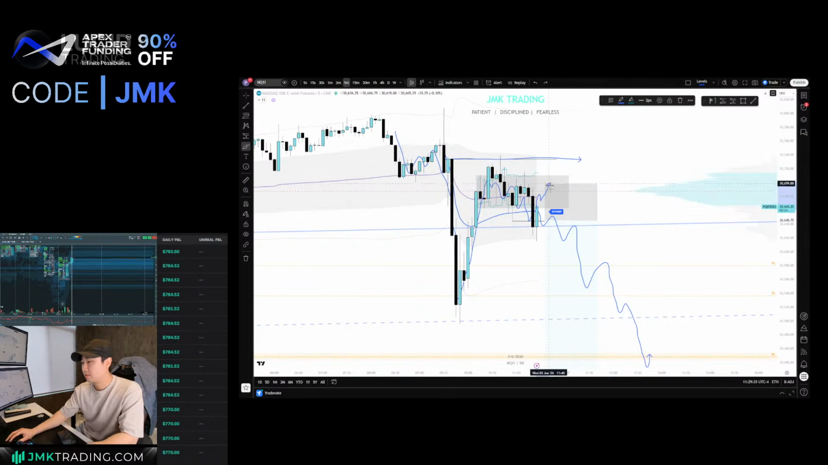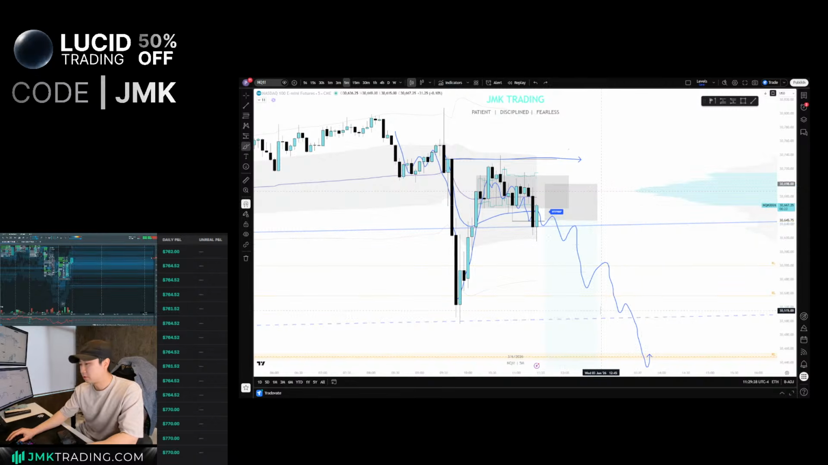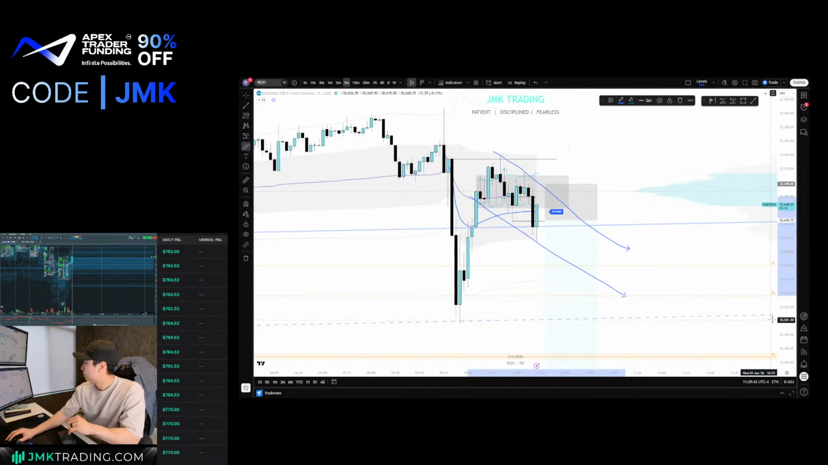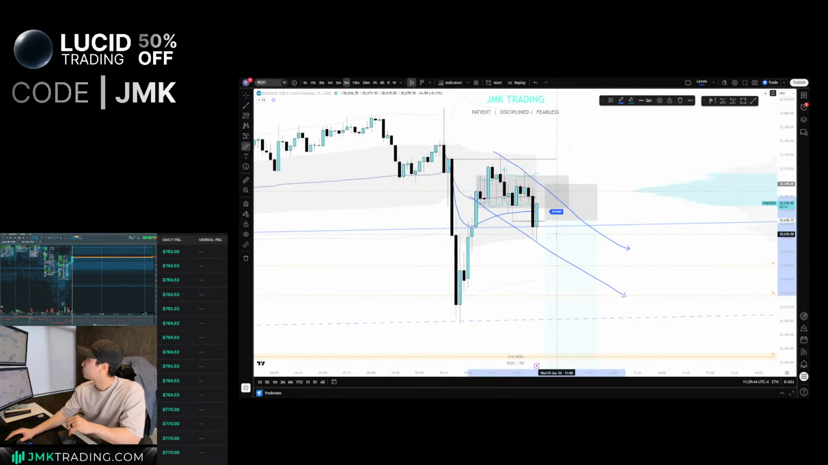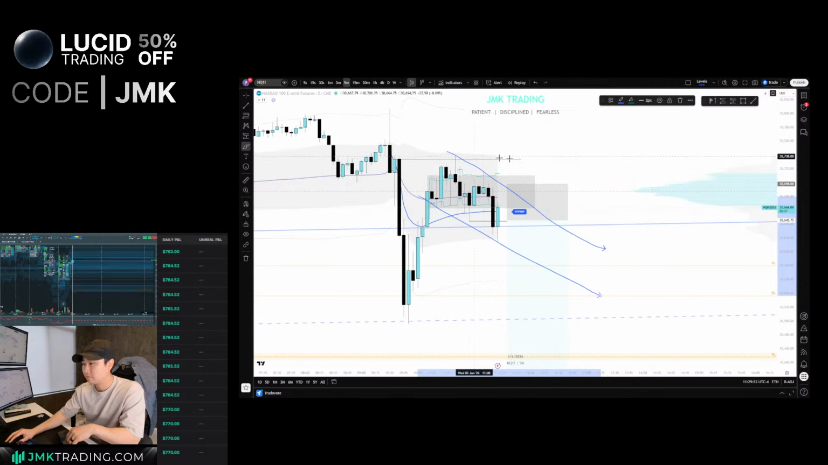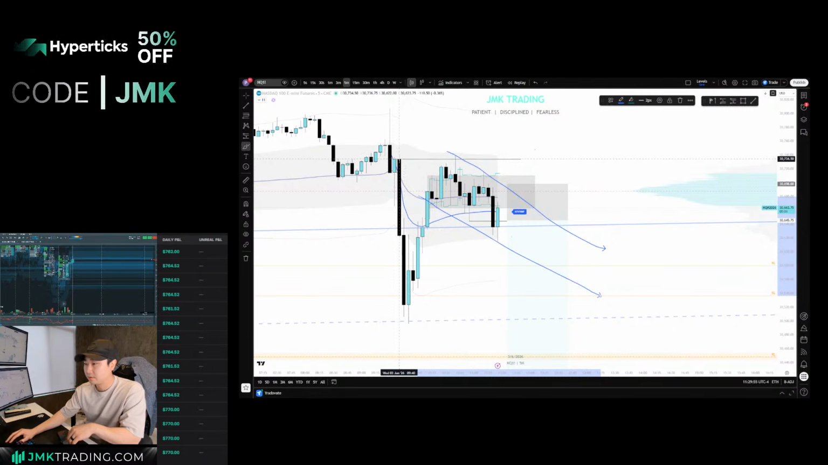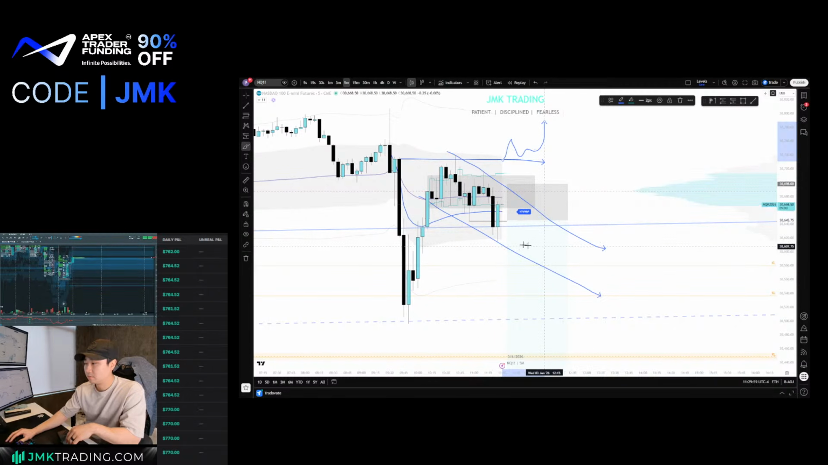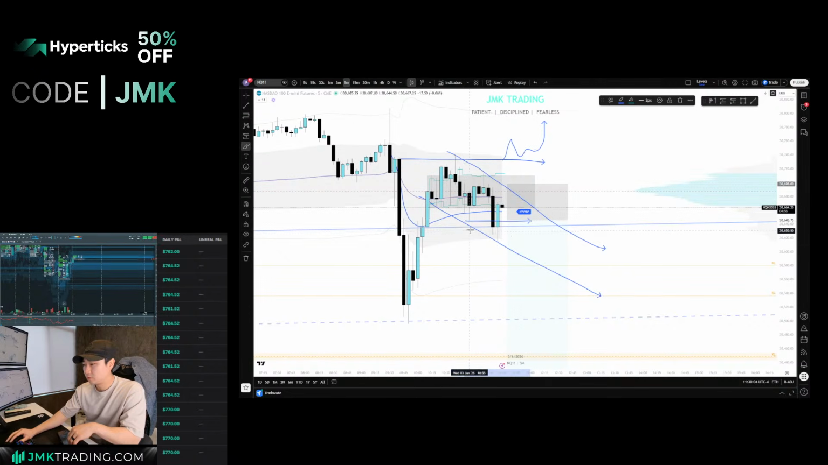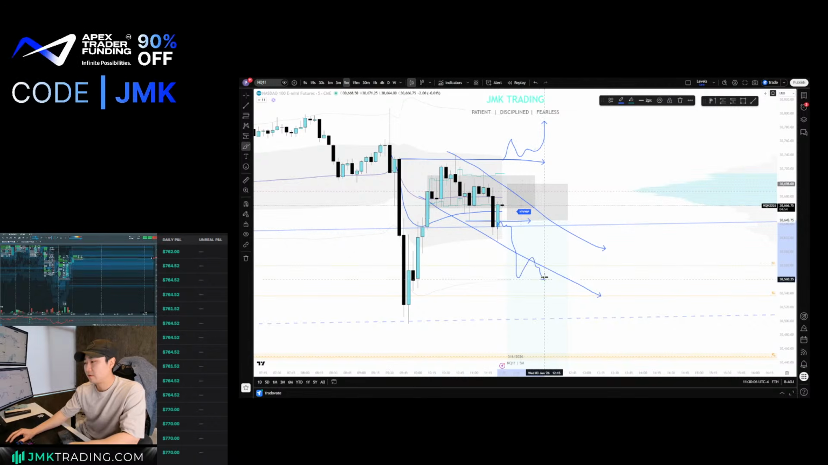It doesn't look like it wants to flush down. I think this will chop down in this channel. Honestly, the only way I think I'd be long is if we do end up breaking out of this level here. This is my long trigger. This is a decent short trigger on this break here of the 5.